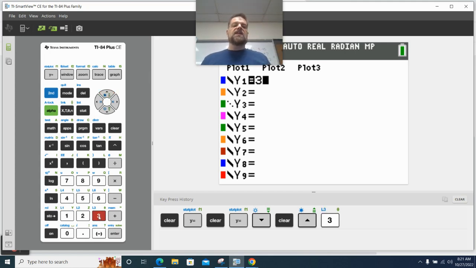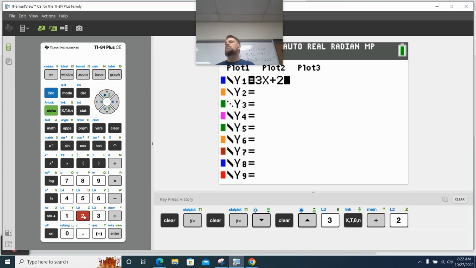Now type in 3. This is the x button right here. You see this button here? X plus 2. The X button is the second column, third button down. It's right here. Look at the screen. This is the X button. It says X, T, theta, and this button right here.